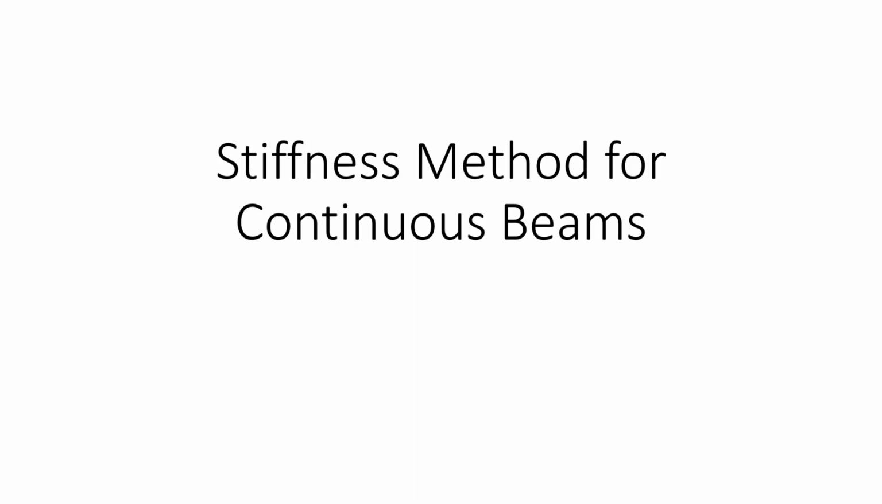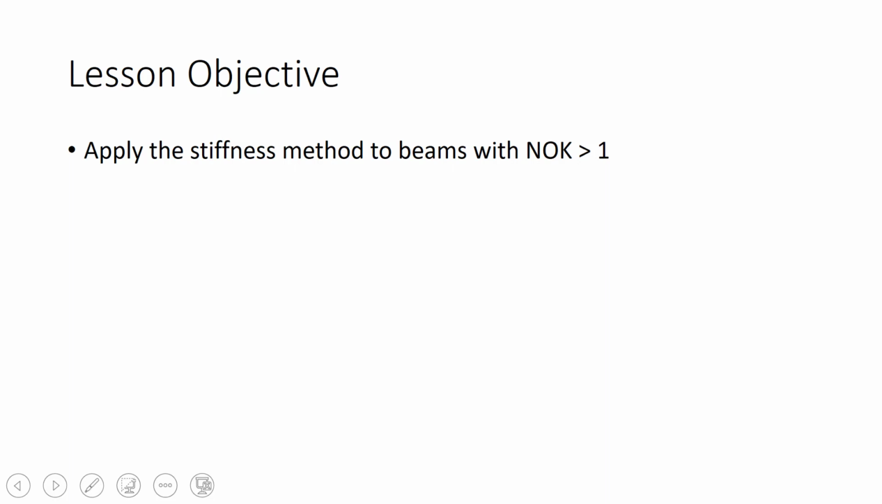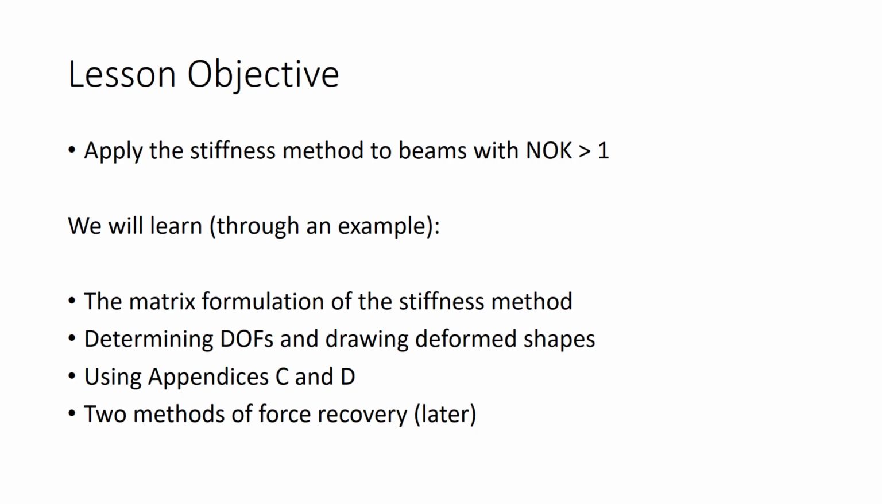We'll be looking at how to apply the stiffness method to continuous beams. The objective for today is to apply the stiffness method to beams with NOK greater than 1, which we're going to learn through an example. Since NOK is greater than 1, we'll be looking at a matrix formulation of the stiffness method. We'll see how we determine degrees of freedom and draw the deformed shapes.